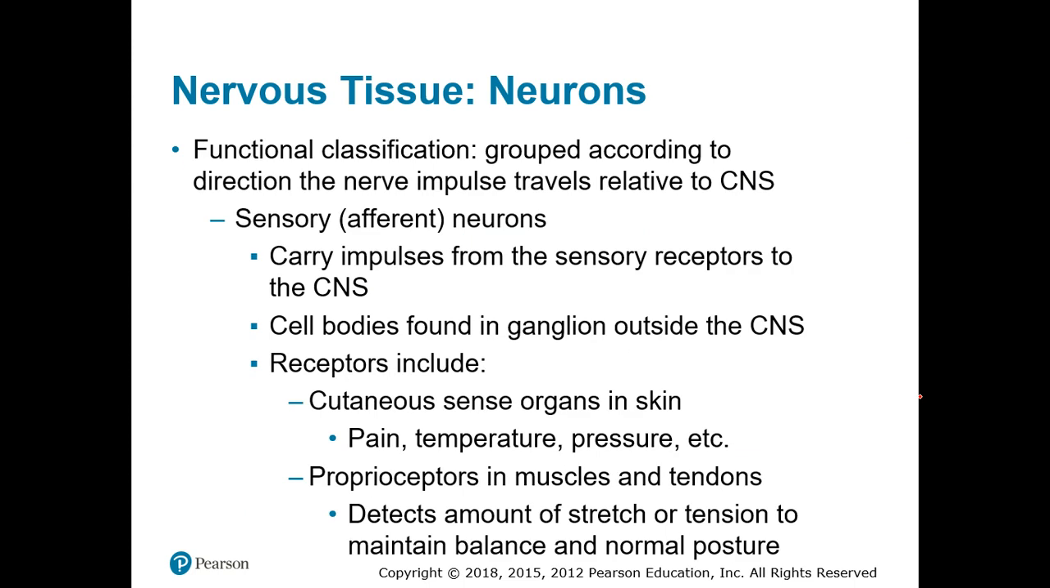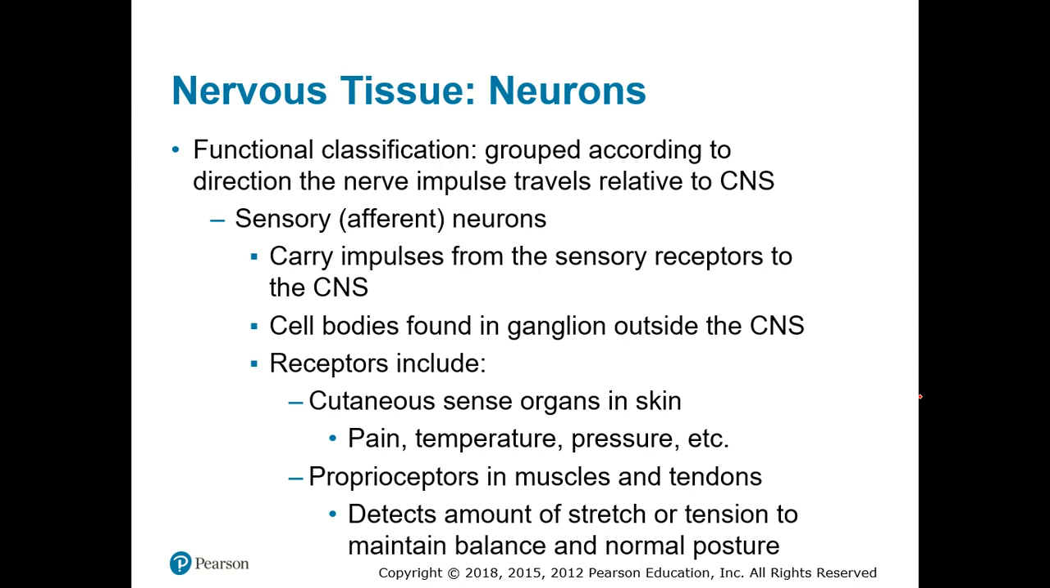Now we're going to go on to how can we classify different types of neurons. So according to classification, we can do them functionally and structurally. So functionally, we can classify them grouped according to the direction that they send the nerve impulse relative to the central nervous system. So in other words, does it go to the central nervous system or does the nerve impulse go away from the central nervous system?